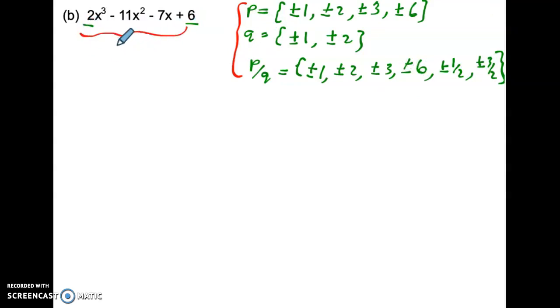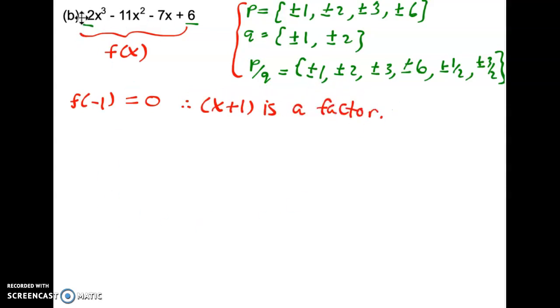So I'm going to call this f of x. And we need to find f of some number equaling 0. So you're just going to take these numbers, plus and minus them, one at a time, plug them in until you get a number that causes your function to be 0. So if we were to try, for instance, -1, then you would get -2 minus 11, that's -13, plus 7 plus 6, that would be 0. So because f of -1 equals 0, that means that x plus 1 is a factor.